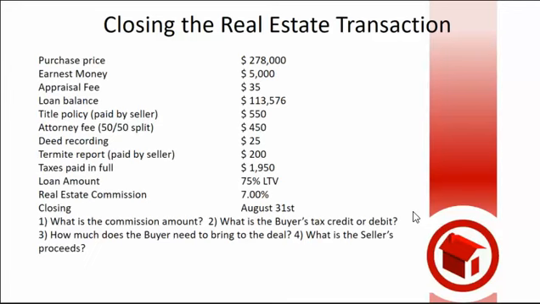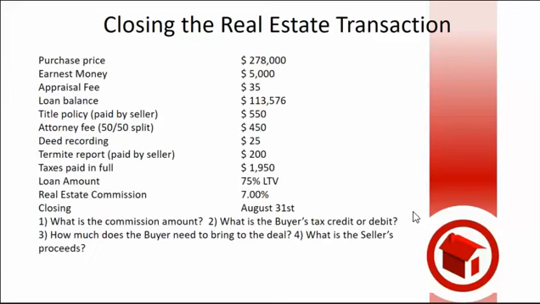First question is, what is the commission amount? Well, we already did that one. It's 19,460, right? So the answer to number one's already done. The second question is, what is the buyer's tax credit or debit? Well, guess what? We already did that. So the buyer's taxes are here, so it's a debit of $650. We answered number two.